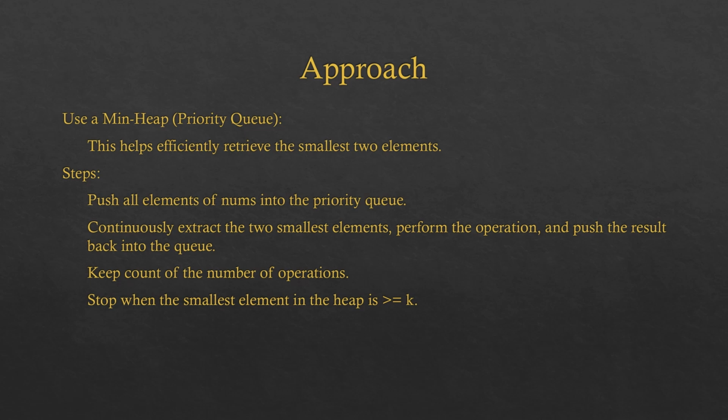Push all elements from the array into the priority queue. Continuously extract the two smallest elements, apply the operation, and insert the result back into the queue. Keep track of the number of operations performed. Stop when the smallest element in the heap is greater than or equal to k.